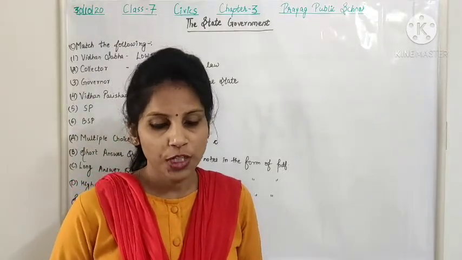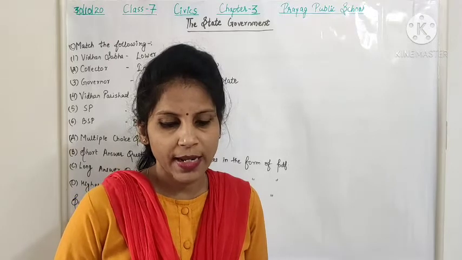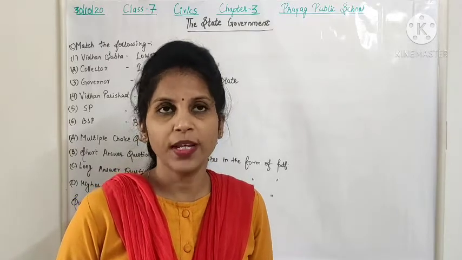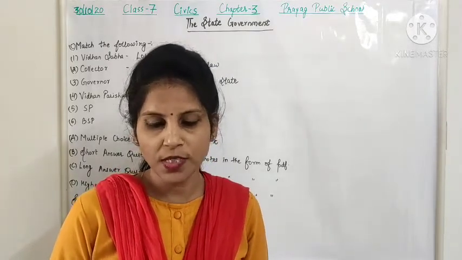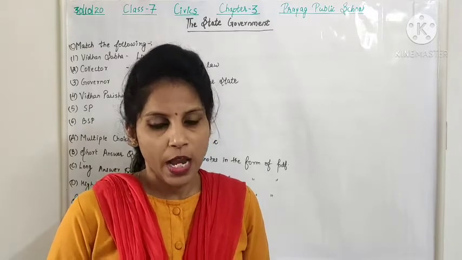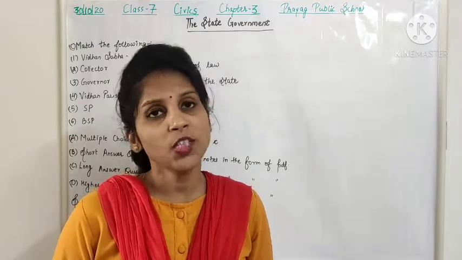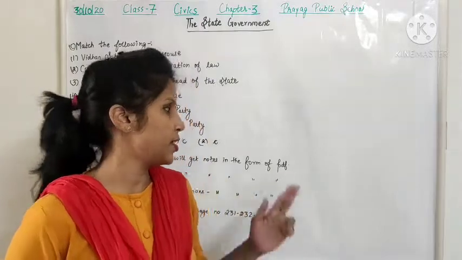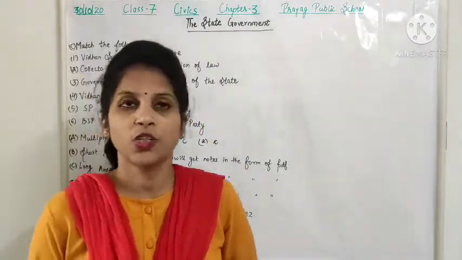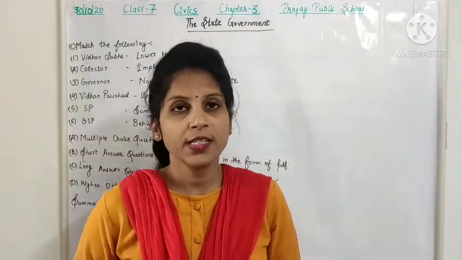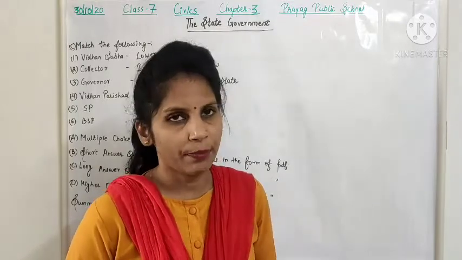Okay, now question 2, what are the smaller areas into which states are divided during elections? Option A, homes. Option B, blocks. And option C, constituencies. So the right answer is option C, that is constituencies. So children, this is the exercises of the chapter.